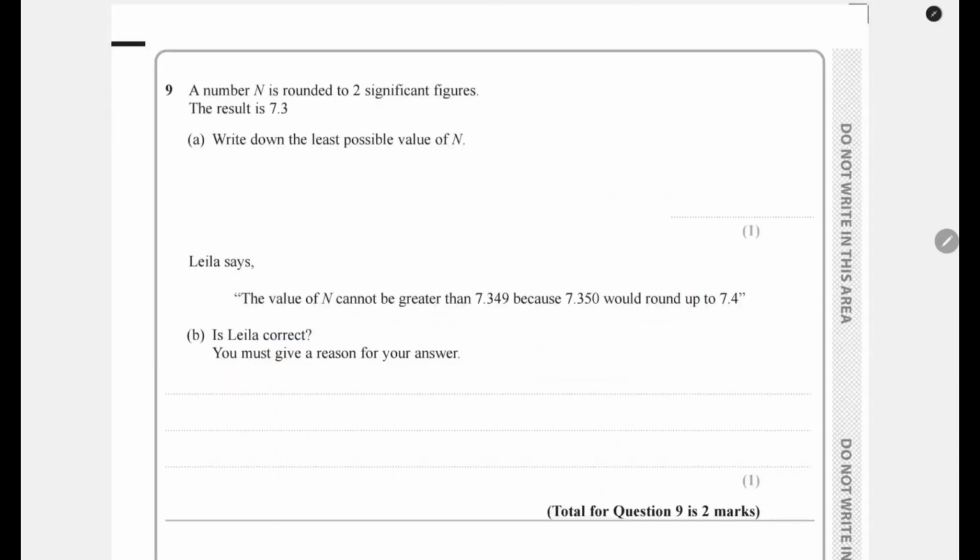9a says a number n is rounded to two significant figures. The result is 7.3. Write down the least possible value of n. So what we do is whichever number we have, in our case 7.3, we go down by 5 on the next decimal place. And so if we do that, that's 7.25.